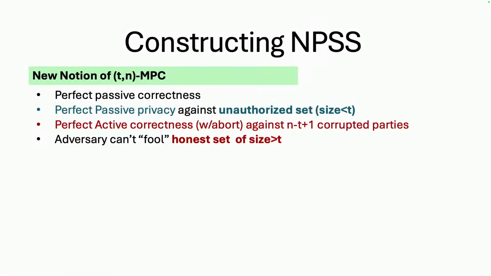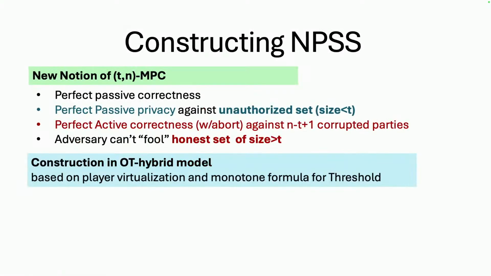So this is kind of a slightly weird notion, and what we show is that you can actually construct it in the OT hybrid model. So in your solution, you don't use OTs, because if this is the case, then it shouldn't work. I think you can show that OTs are necessary, I think. But okay, let's continue this discussion later. So we get a construction in the OT hybrid model, which is perfect. And the construction is kind of tricky.